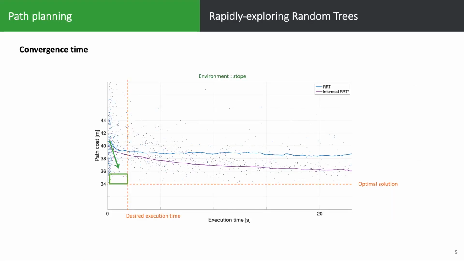We simulated the path cost versus time of RRT and informed RRT star in one of our environments. We can see that those curves converge slowly, whereas we would like to be somewhere there.